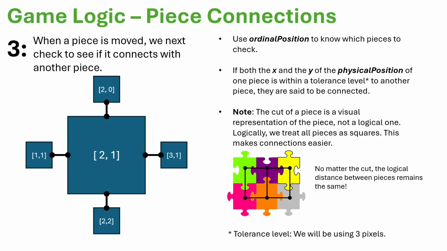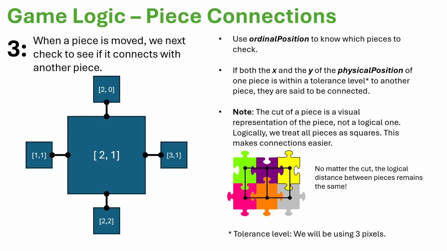One of the issues I ran into in my original version of this game was I didn't really have a very good way of doing the puzzle pieces that were not just a simple square. But then I figured out I didn't really need to. That's just where the ordinal positions come in very handy. So we use the ordinal position to know which pieces to check, and the physical position to check upon them.